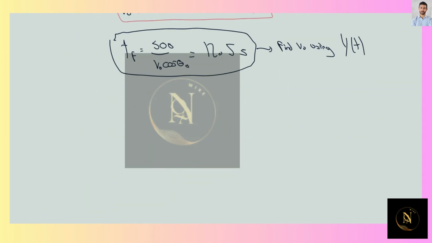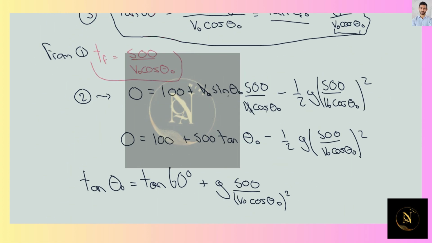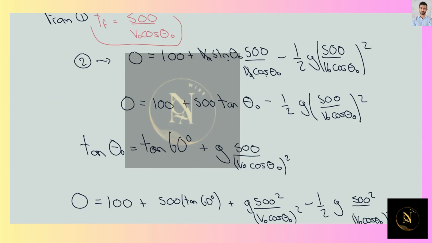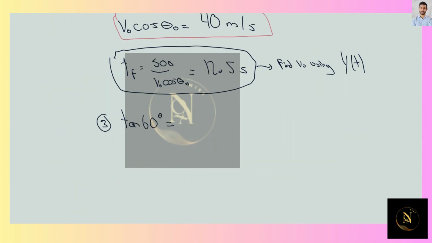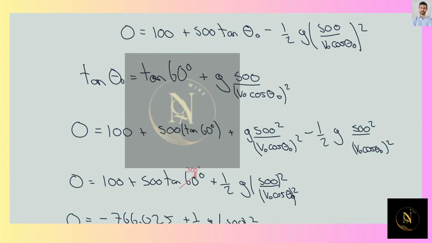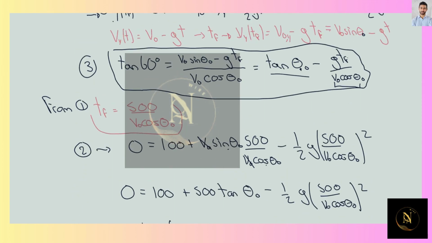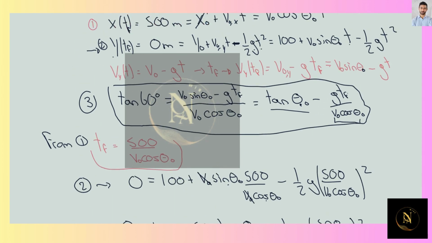So let's repeat equation 3. We know that tangent of 60 degrees needs to be equal to tangent of theta 0 minus gravity time final over b0 cosine of theta 0.